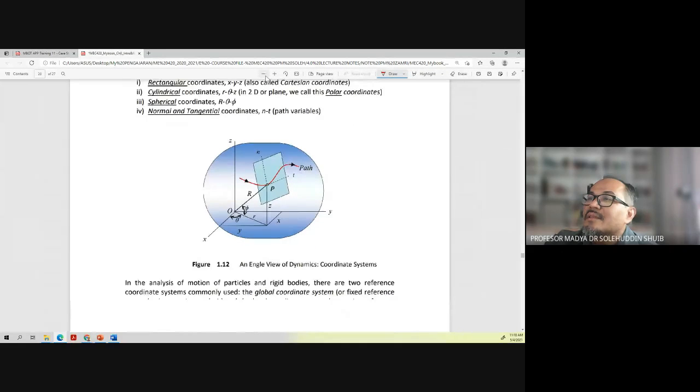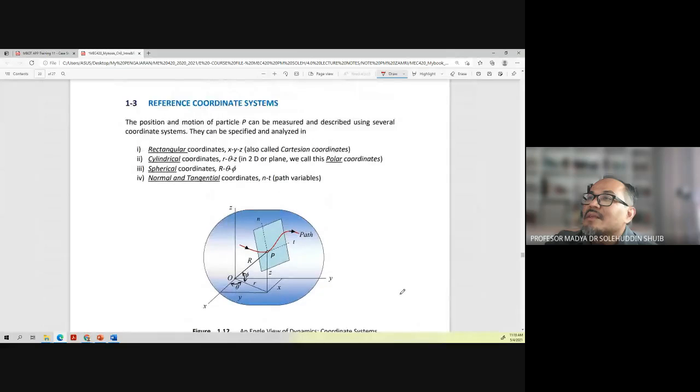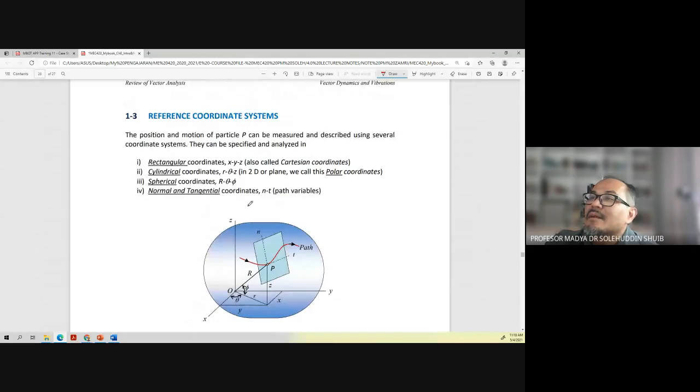The coordinate system also I have explained to you last time. The types of coordinate system that we are using: rectangular, cylindrical, normal and tangential, and spherical. But for this class, I didn't cover this one. But you have learned, I think, in mathematics about spherical coordinates.